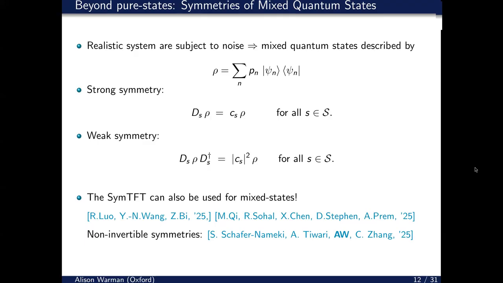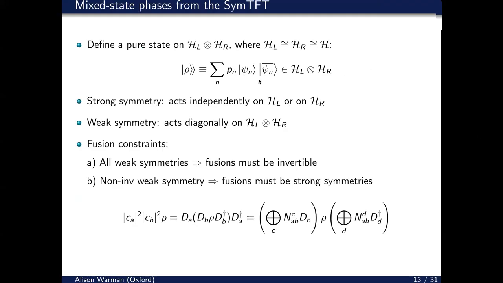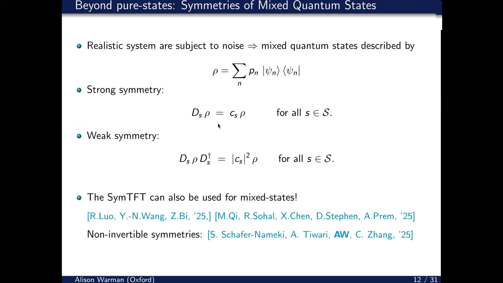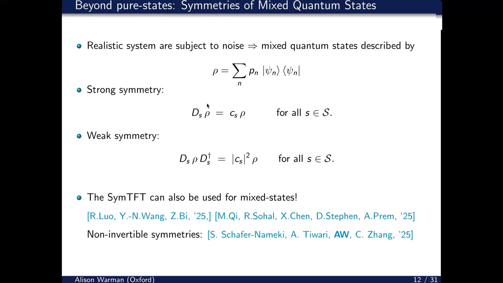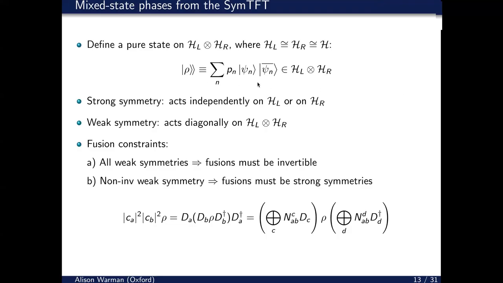Now, how can we use the SymTFT to describe the symmetries of these mixed states? The answer is to map the density matrix into a pure state in a doubled Hilbert space and interpret the strong symmetries, which are here acting, for example, on the left of rho, as a symmetry acting only on one copy of the Hilbert space. So strong symmetries can act on the density matrix independently from the left or independently from the right. And in this pure state picture in a doubled Hilbert space, it means that they act independently either on the left Hilbert space or on the right Hilbert space.